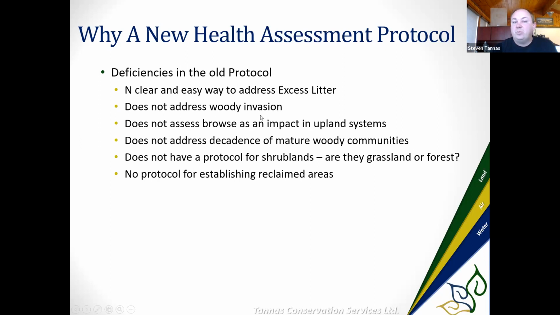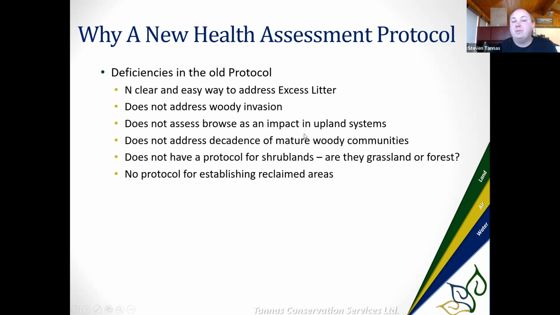We do not address woody invasion left. So if a plant community starts shifting because you have aspen encroachment, Douglas fir encroachment, ponderosa pine encroachment, what happens is you can go from a healthy grassland to a healthy ponderosa pine stand with needle litter underneath it, and it just stays healthy. We never actually dock it for the fact that we lost an entire ecosystem. So we need a way of addressing this as these shifts are happening, to identify them and to address them.